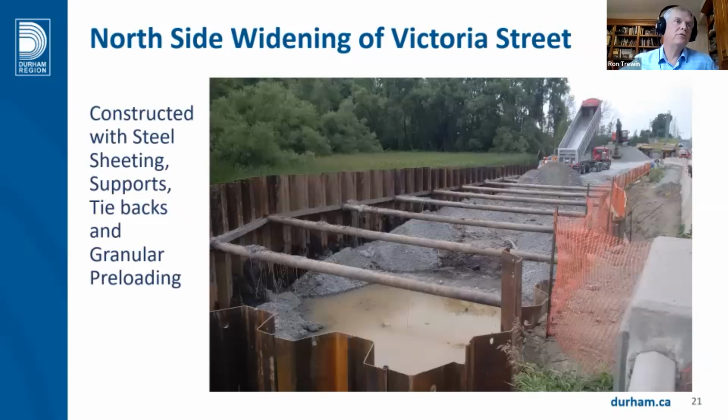So here's a picture of the north side of the widening with the steel sheeting and the supports and the tiebacks and the granular preloading. You can also see here the steel struts, which were only required for the period when we did the deep excavation, so that the marsh did not push into the area dug out. Near the bridge, we have sheeting on both sides. Further back, instead of sheeting where the tiebacks were tied to, we used concrete blocks.